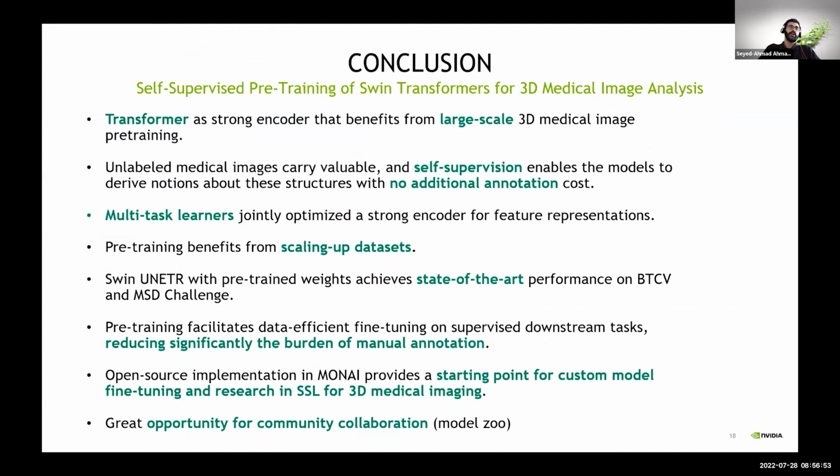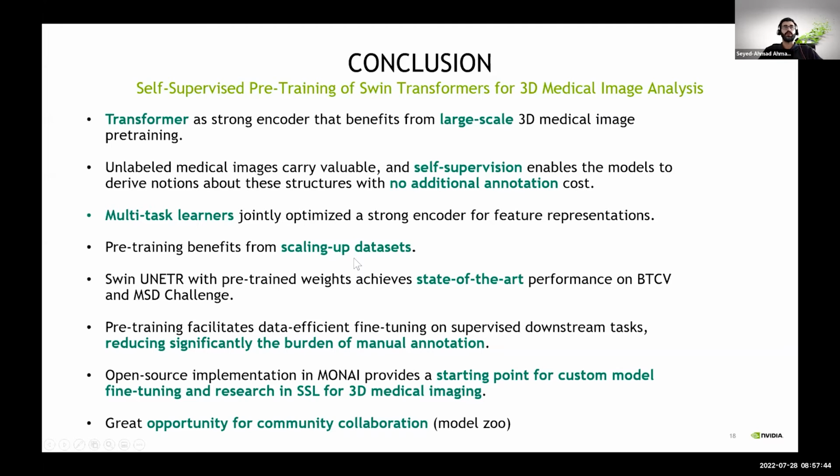Just as a conclusion, SWIN UNETR self-supervised pre-training. SWIN UNETR itself is a transformer that is a strong encoder which benefits from large-scale 3D medical image pre-training. The 3 self-supervised pretext tasks can leverage this unlabeled data. In this work, it's also shown that unlabeled medical images carry valuable data. Self-supervision allows you to train on them without any additional annotation cost. There are multitask learners for self-supervision, and this is already implemented. And again, I think it's good to look at this as a great starting point for your own self-supervised learning research. You can easily extend this architecture, introduce new pretext tasks or modify them.